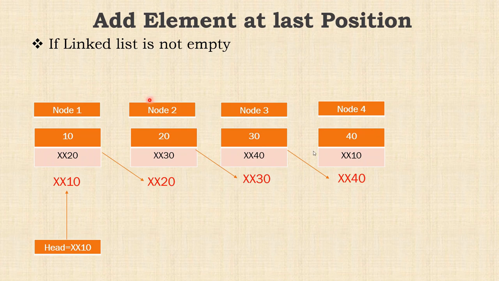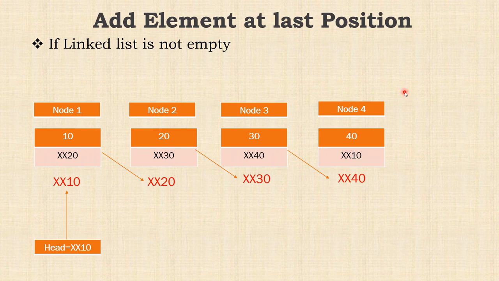So we have four nodes, and xx40, which is the fourth node, is pointing to the first node, which is xx10. So this is our circular linked list. We have four nodes inside the circular linked list, and head is pointing to the first node. Now we are going to add at the last position, so our new node should be added here. In the fourth node, in the place of next, we have the address of the first node.